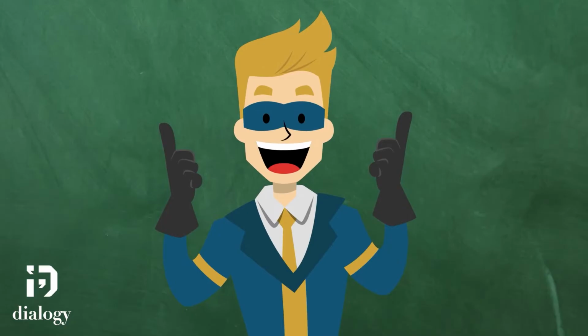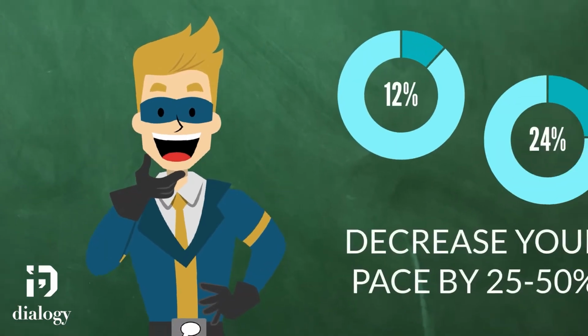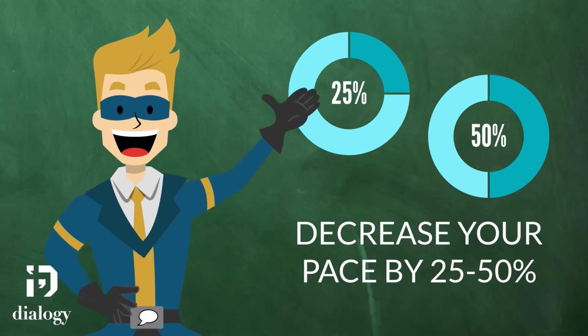Practice this in your next debate. Challenge yourself by finding 2 or 3 sections in your speech and slowing down your pace by 25 to 50%. By practicing this technique, you should improve your audience's ability to remember your arguments while also increasing the number of arguments that you can make.